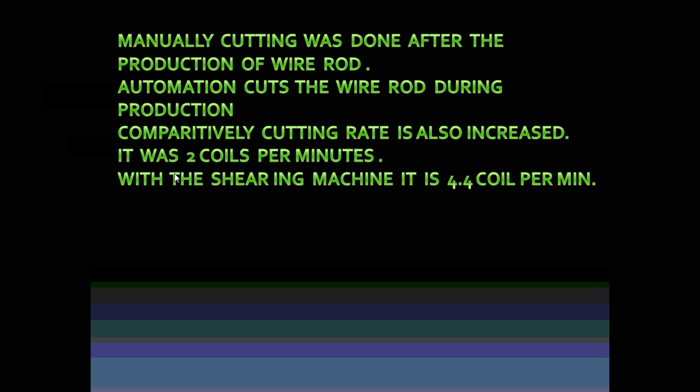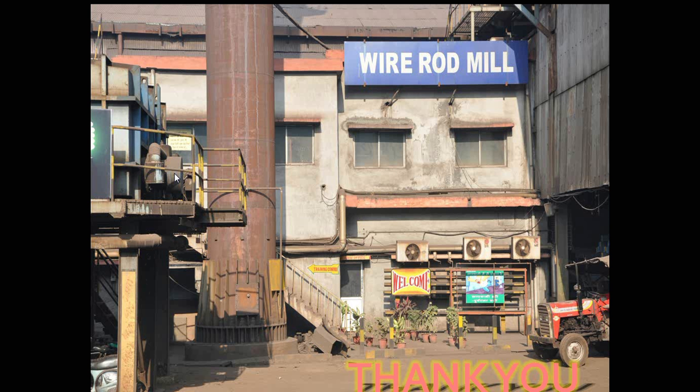Manual cutting was done after the production of wire rod. Automation cuts the wire rod during the production. Comparatively, the cutting rate is also increased. It was 2 coils per minute. With the shear machine, it is 4.4 coils per minute.